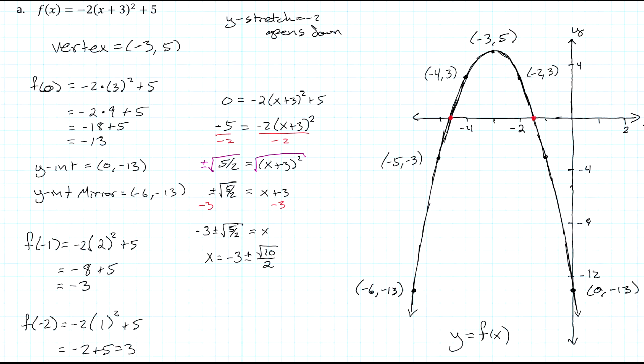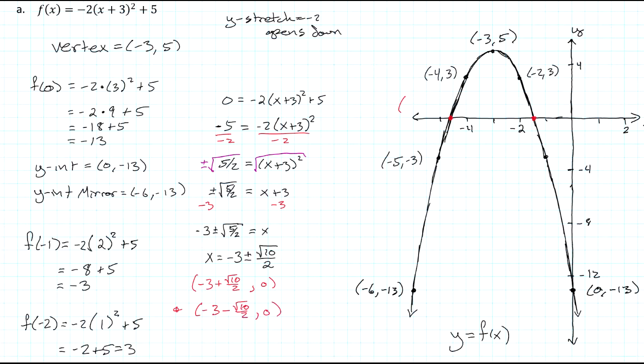I mean, I could plug that into a calculator and figure out what it is, but they should be about negative 1.4 and negative 4.6-ish, give or take, so that it fits the graph nicely. But specifically, this is negative 3 plus the square root of 10 over 2, and negative 3 minus the square root of 10 over 2. Let's write these as points. Comma 0 for both of them.